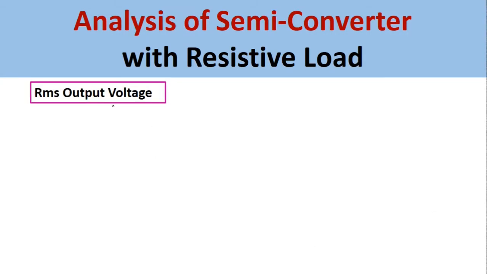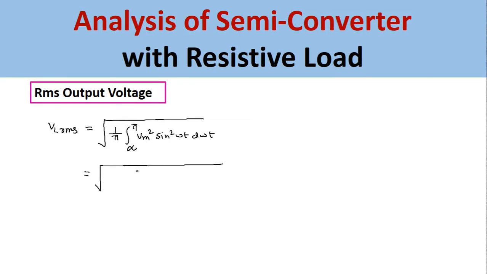Now we are going to derive RMS output voltage for semi converter with resistive load. It is given by VL RMS, which is equal to under root 1 upon pi integration from alpha to pi. Here we have to take square of Vm sin omega t. So we'll get Vm square sin square omega t d omega t. Now what we do, we will take common this Vm square outside this integration. We will get under root Vm square divided by pi integration from alpha to pi sine square omega t d omega t.